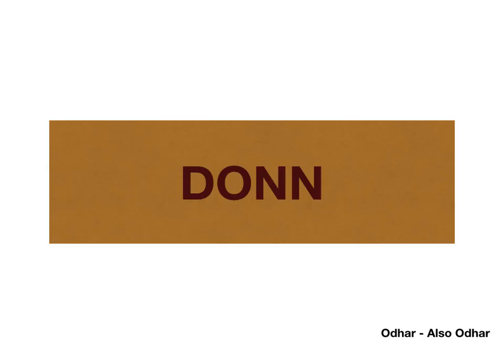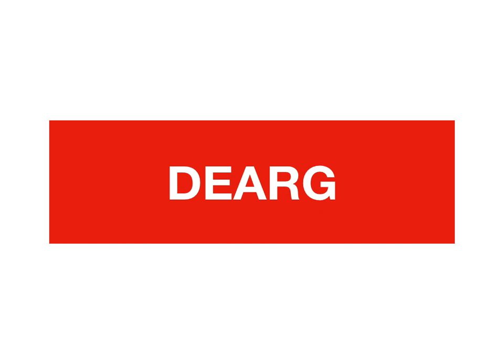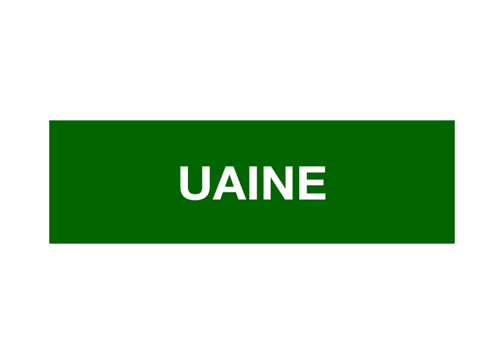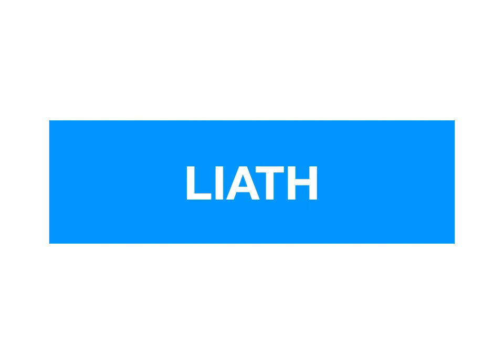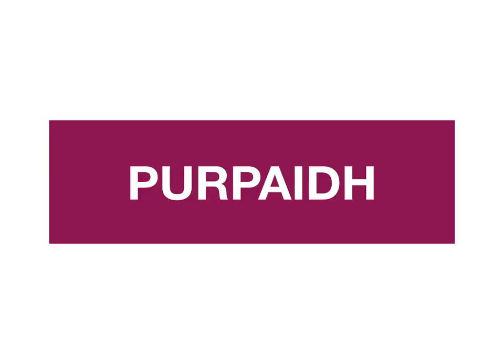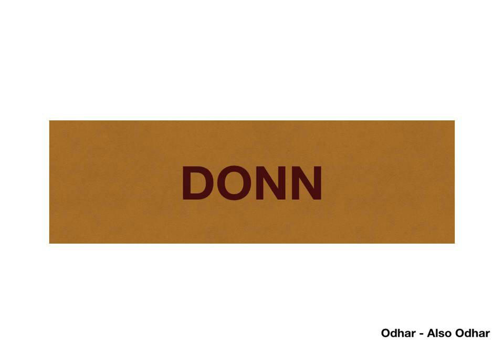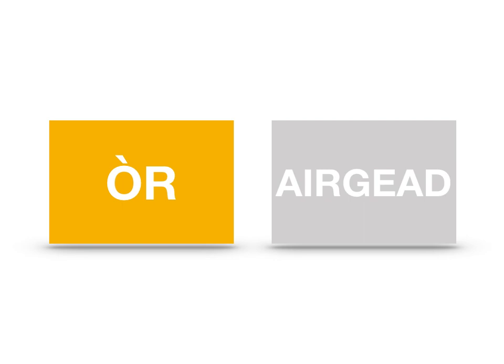So we'll go back through them, all the way back to the start. We'll just go through them, make sure you've got them. Dearg. Gorm. Uaine. Buidhe. Liath, for light blue. Purpaidh. Pink, bàn-dhearg. Dubh. Glas. Geal. Donn. Ruadh. Orains. Òr. Airgead.